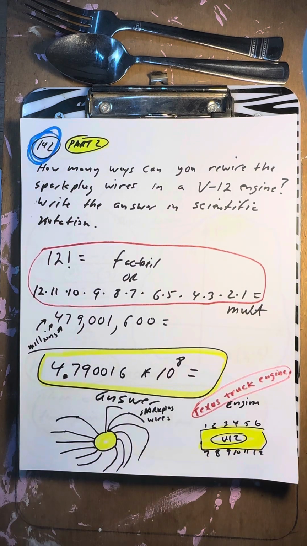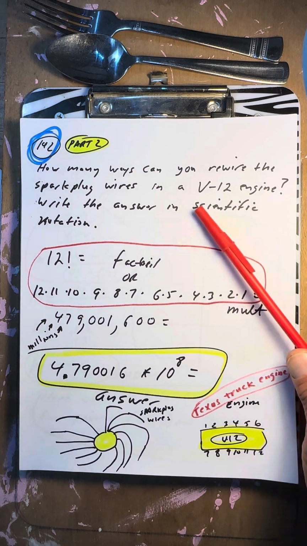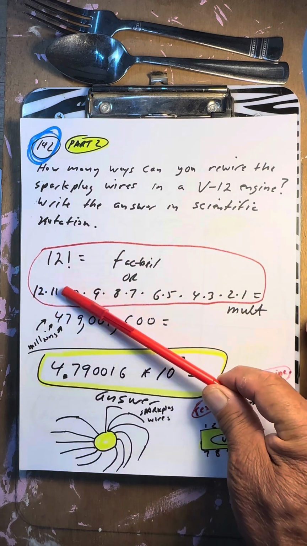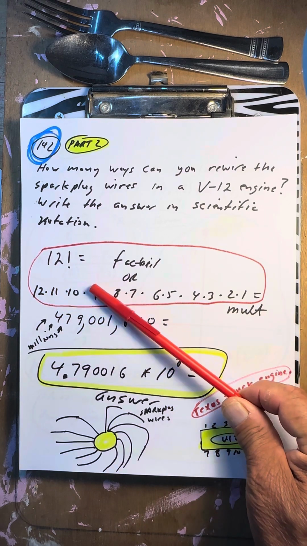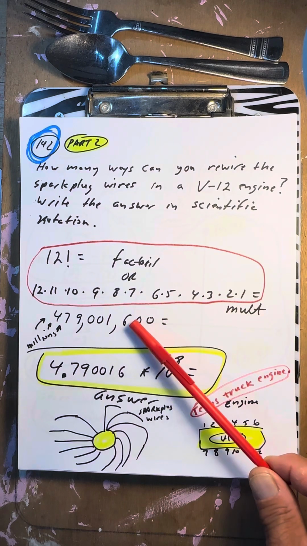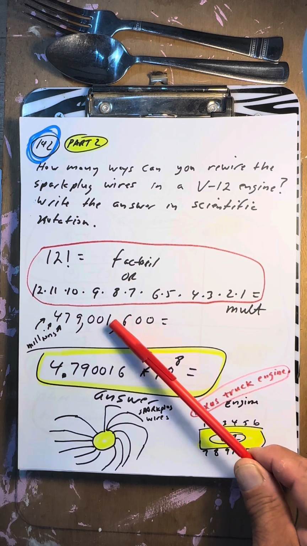Let's do another one. How many ways can you arrange the spark plug wires on your V12 engine, 12 cylinders? Write the answer in scientific notation. 12 factorial, which means 12 times 11 times 10. The first wire, 12 ways to do it. Then 11, then 10, then 9, 8, 7, 6, 5, 4, 3, 2, 1. Or you multiply it all on the calculator, and you're going to get 479 million, 1,600 ways to do it.